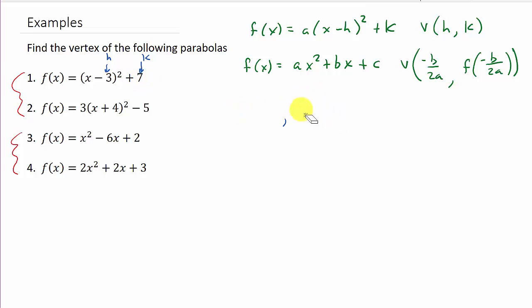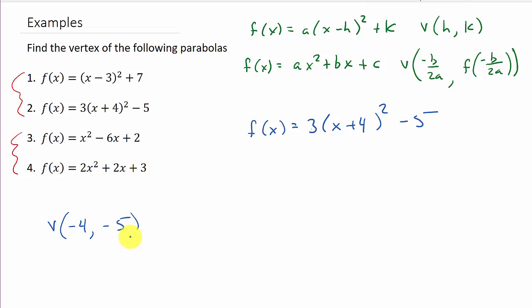Okay, well, let's look at the next example. Now, notice our problem is f of x equals 3 times (x plus 4) squared minus 5. I'm going to show you how this works, and then I'm going to tell you the easy way to remember it. Well, first let's just do the easy way. I'll go ahead and write the vertex. The vertex is (negative 4, negative 5).